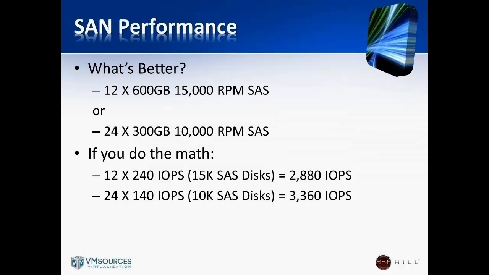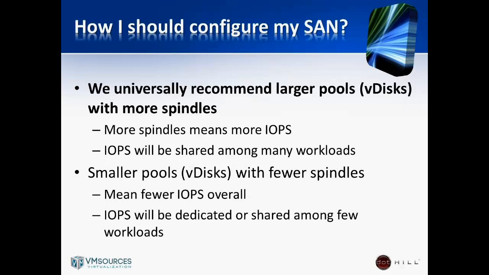I want you to consider which of these configurations will yield better performance. 12 spindles spinning at 15,000 RPM or 24 spindles spinning at 10,000 RPM. Do the math, and more spindles almost always wins.